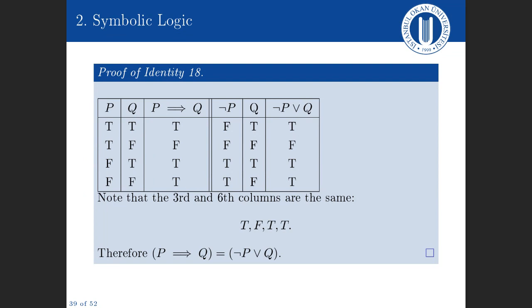Now let's talk about the right half of the table. Not P is always the opposite of P. So if P goes true, true, false, false, then not P must be false, false, true, true. And just to make it easier for myself, I've copied the column Q across. Then using these, I can write down the column for not P or Q.